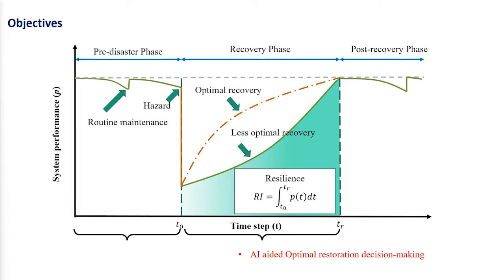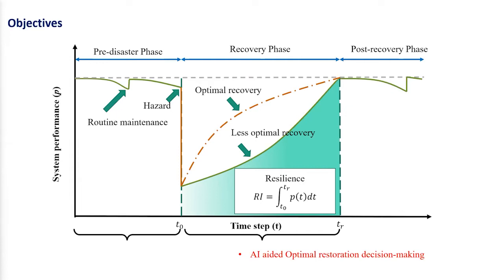First, we named it the pre-disaster phase, which is also our routine, where the routine maintenance is involved. And when a hazard happens, we will see a significant drop of the system performance. After this point, we are looking at the recovery phase, which means we need to do some decision making in this stage to obtain an optimal recovery trajectory rather than this less optimal recovery.